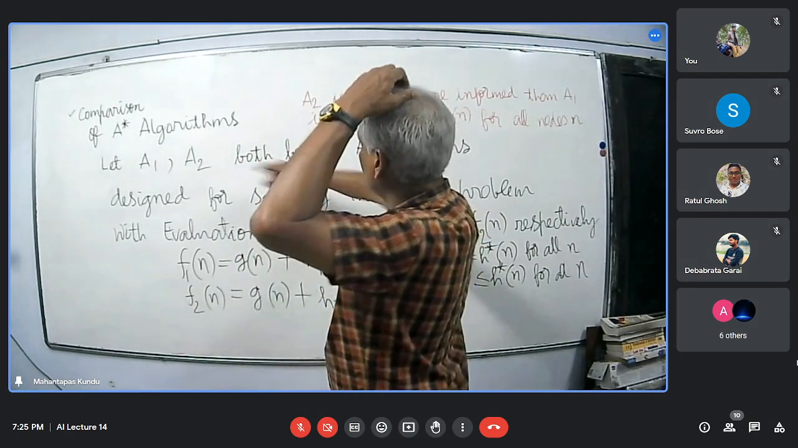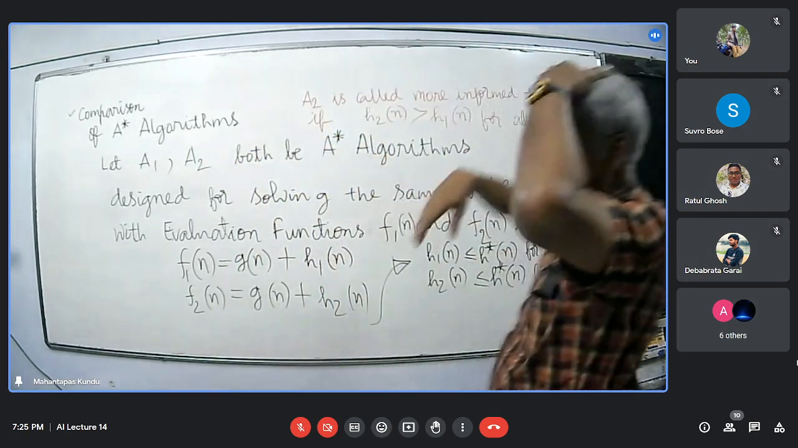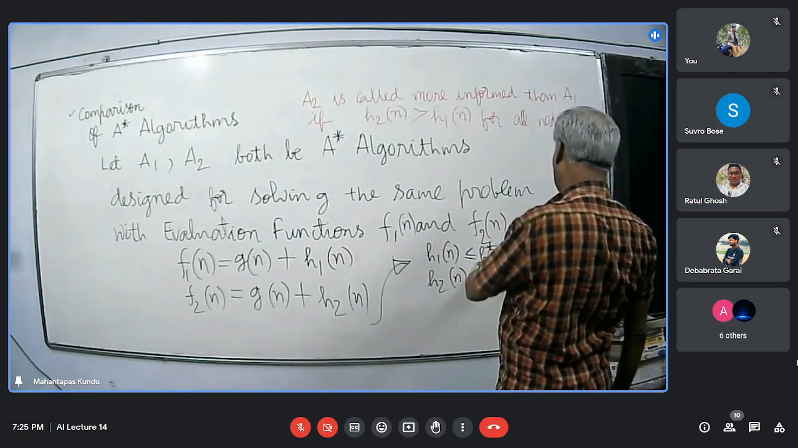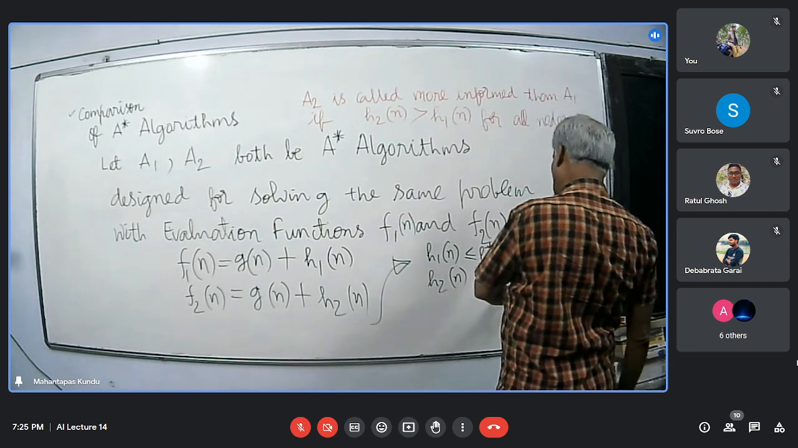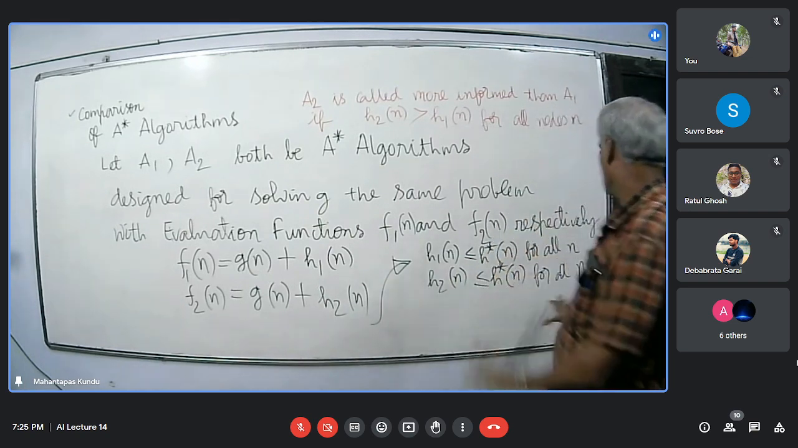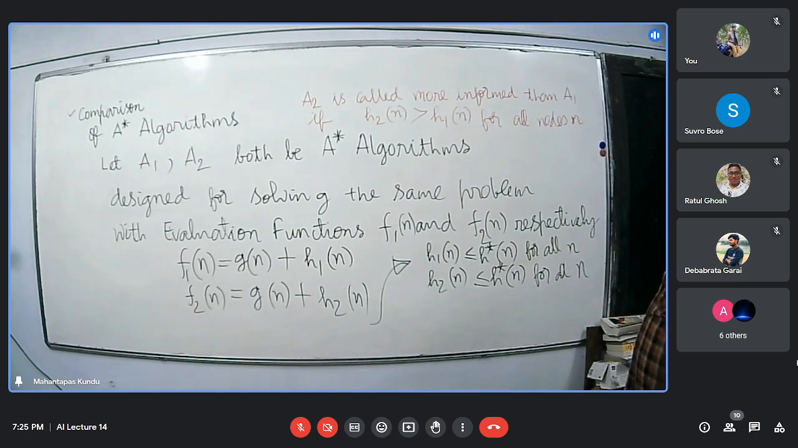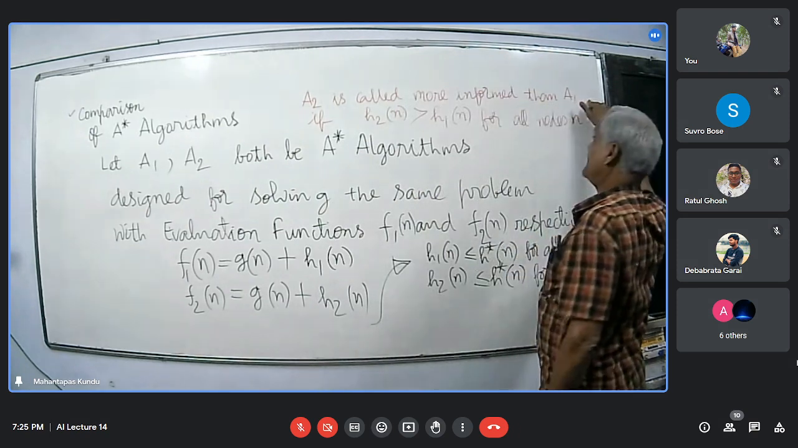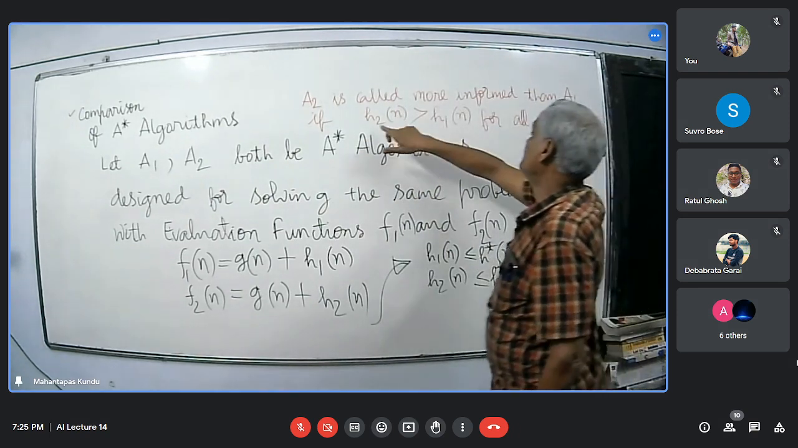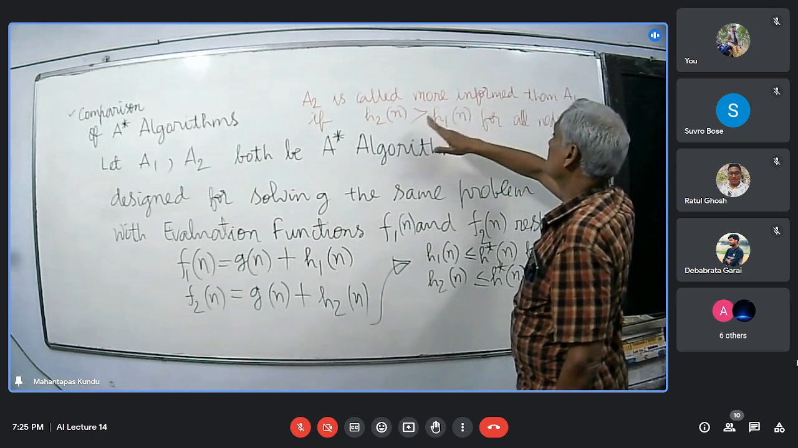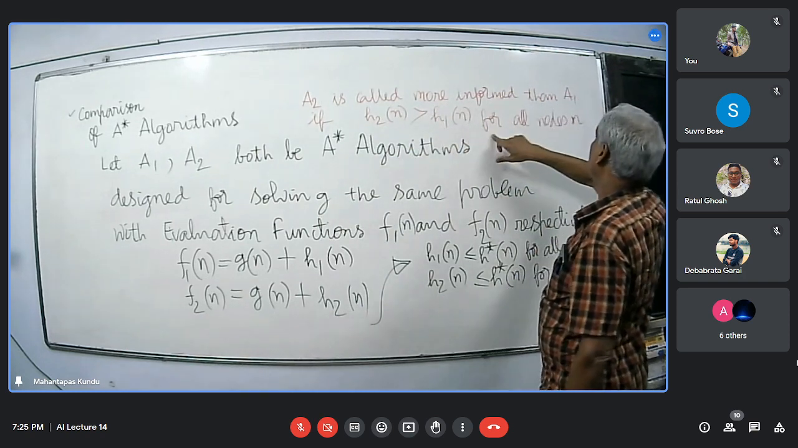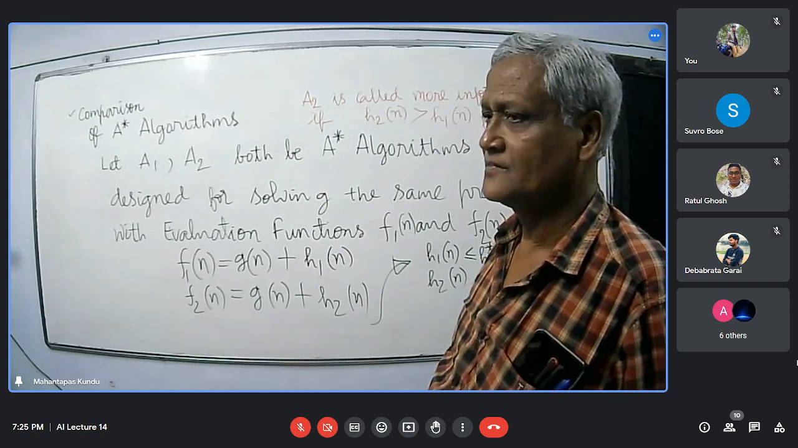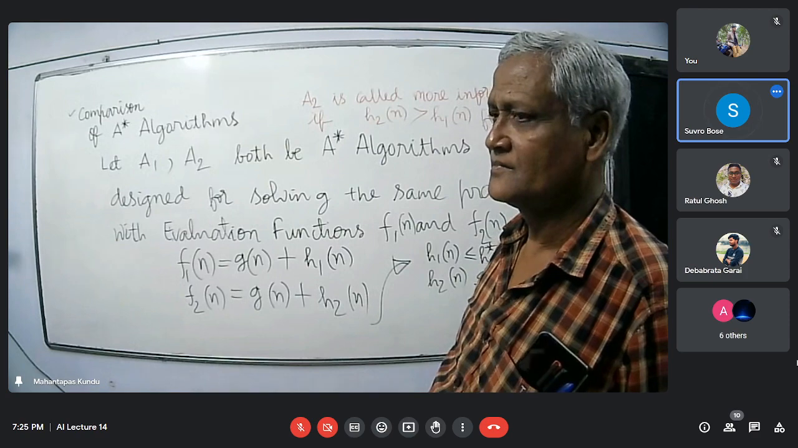Since A1 and A2 are both A star algorithms, H1(n) is less than or equal to H star(n) for all n, and H2(n) is also less than or equal to H star(n) for all n. Now under this situation, A2 is called more informed than A1 if H2(n) is always greater than H1(n) for all nodes n.